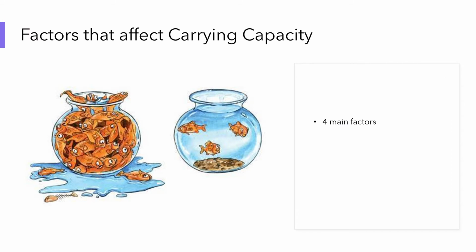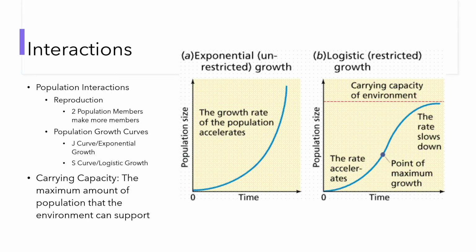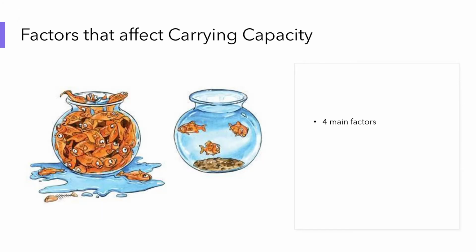So what affects the carrying capacity, the maximum amount of population that the environment can support? We have four main factors. Here are the factors: food availability, water supply, living space, and environmental condition. Looking at our little diagram here, what is affecting their population growth is living space. The ones on the left are super packed. They're packed in like sardines, but they're actually goldfish.